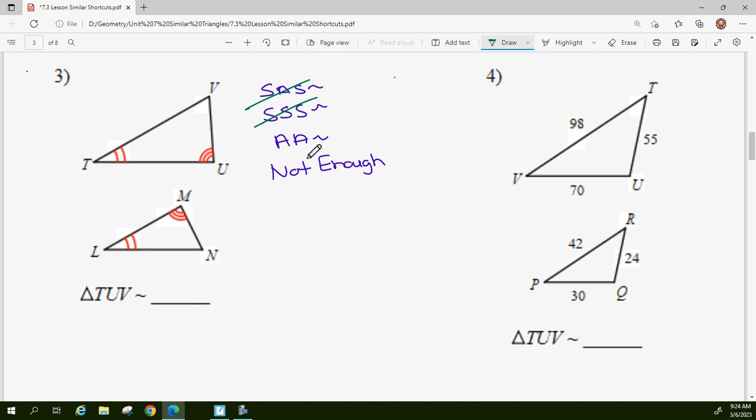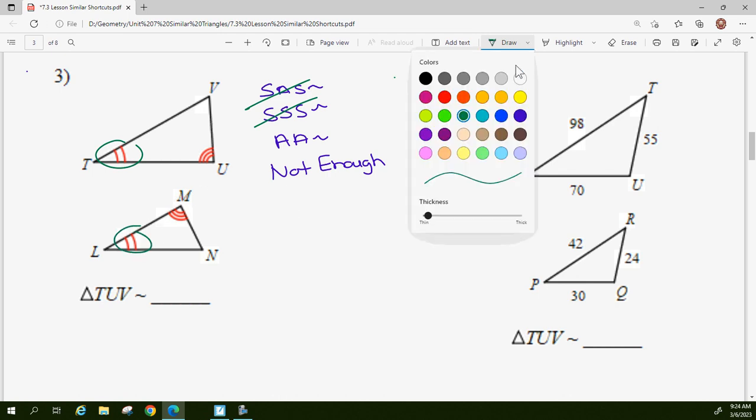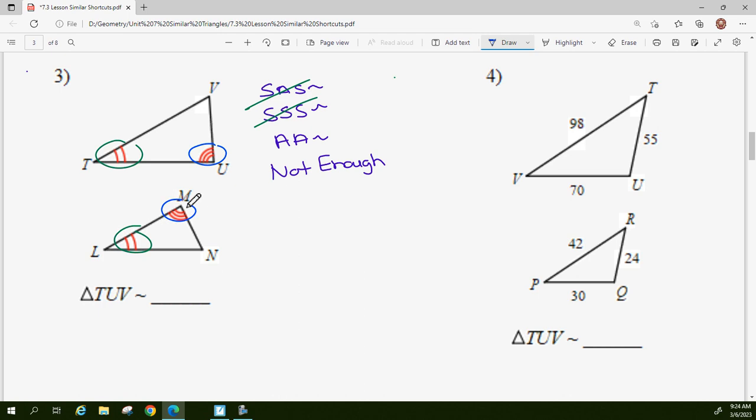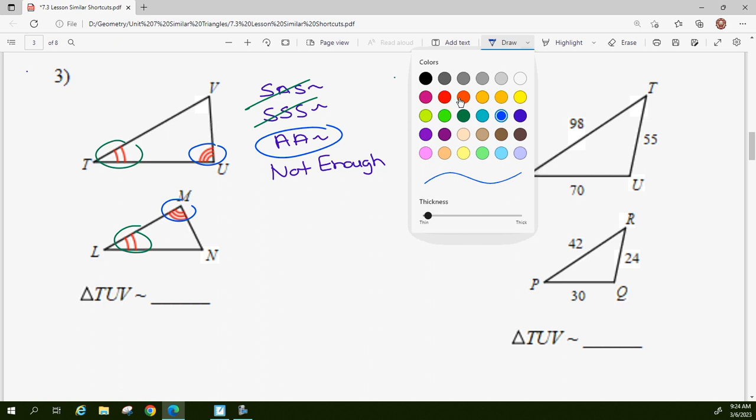What I do need to know is, do I have 2 pairs of congruent angles? 2 pairs of congruent angles will give me angle-angle similarity. I'm looking here and I have 2 marks in that angle and 2 marks in that angle. That gives me 1 pair. 3 marks in that angle, 3 marks in that angle. That means they match. That means they're congruent. That gives me 2 pairs of congruent angles, which is exactly what angle-angle similarity is. So we know that these 2 triangles are similar by angle-angle.